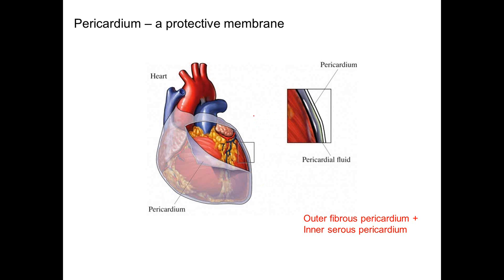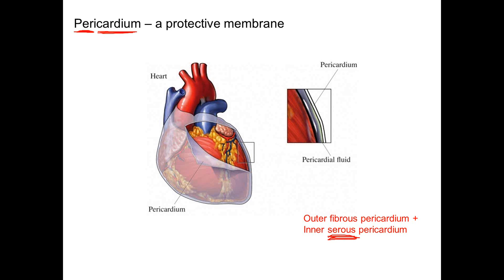So we're going to start a journey now into the heart. And the first thing that we need to describe are the membranes that surround it and protect it. And the protective membrane of the heart, in fact a series of membranes, is called the pericardium. Peri meaning around, cardium meaning the heart. So the pericardium has two layers. An outer layer, which is largely tough connective tissue, it's known as the fibrous pericardium, and then inside a double layer with fluid in between called a serous pericardium.